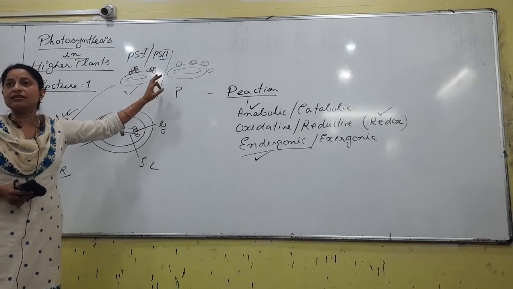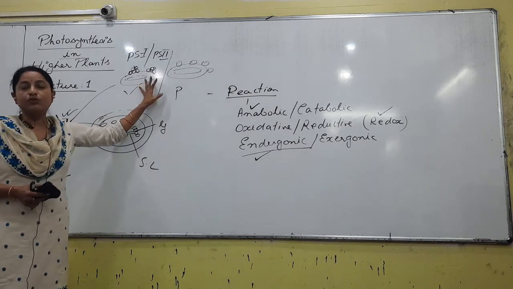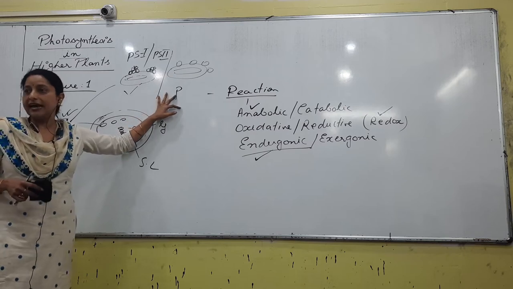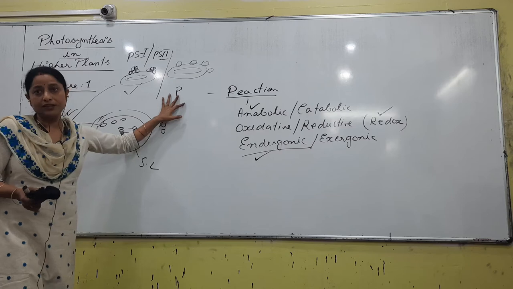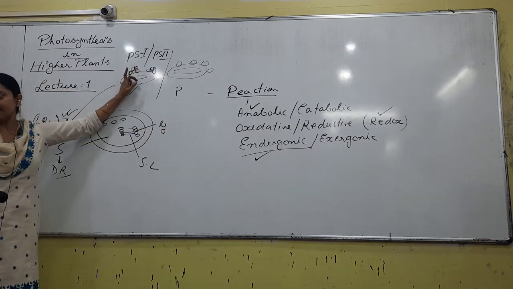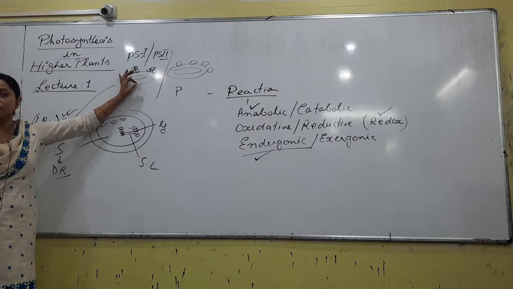Reaction center is the most important member of this group. And who will form the reaction center? Obviously, the most important pigment. And who is the most important pigment? Chlorophyll. Right? So it's a group of various pigments. It has a reaction center. Reaction center is nothing but chlorophyll.